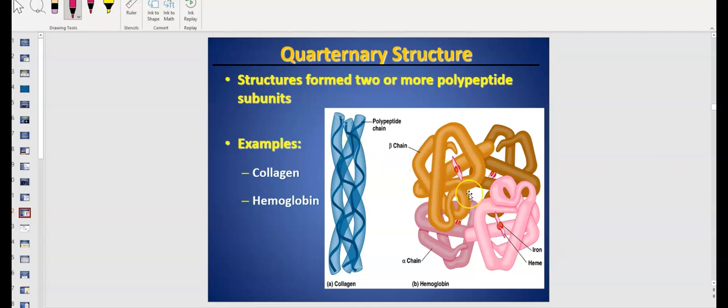We talked about hemoglobin. We have alpha and beta chains of hemoglobin. We need all 4 of these to make it functional. Any of these are missing, it's not going to work. It won't have the right shape. So because there's 4 subunits to hemoglobin, that is also considered to have a quaternary structure.